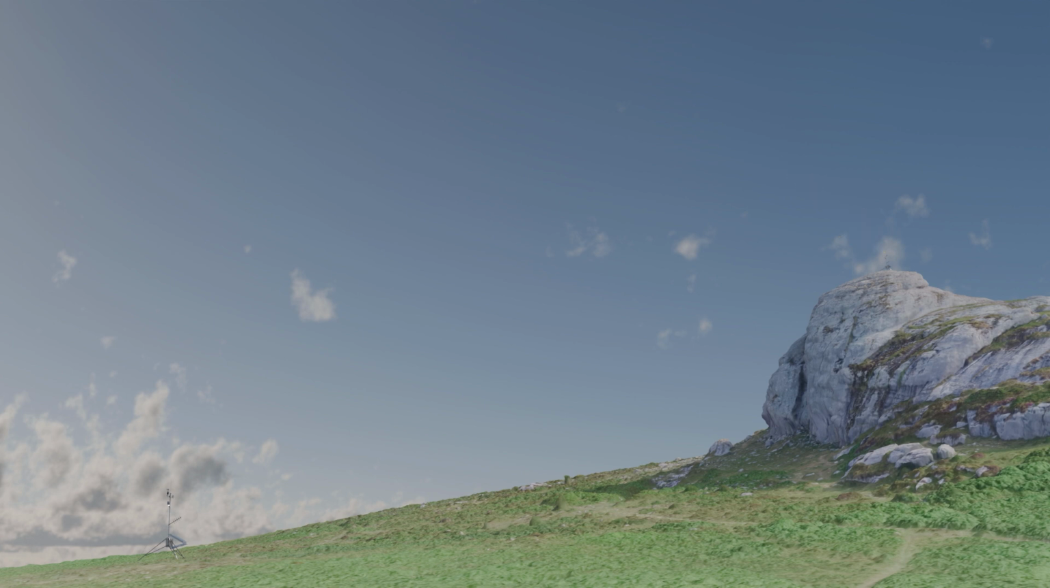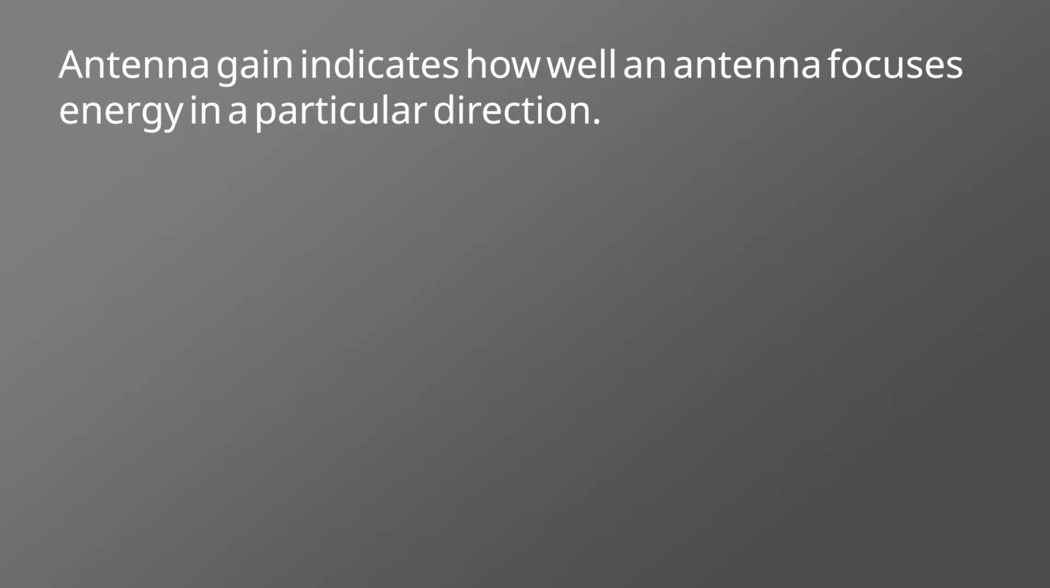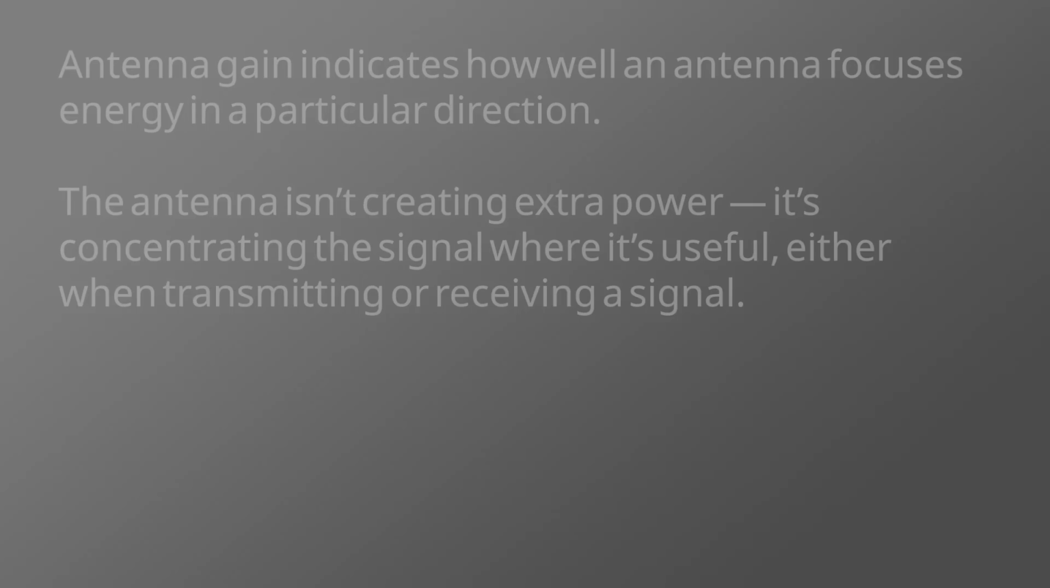Two key concepts to understand are antenna gain and the use of decibels, dB, to characterize the antenna gain. Antenna gain indicates how well an antenna focuses energy in a particular direction. The antenna isn't creating extra power, it's concentrating the signal where it's useful, either when transmitting or receiving a signal.